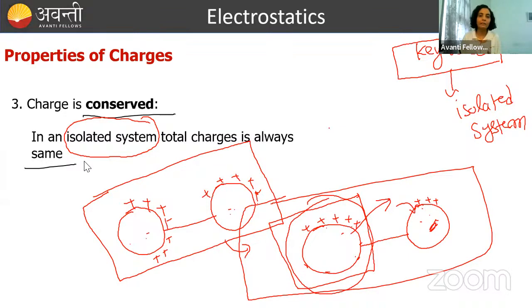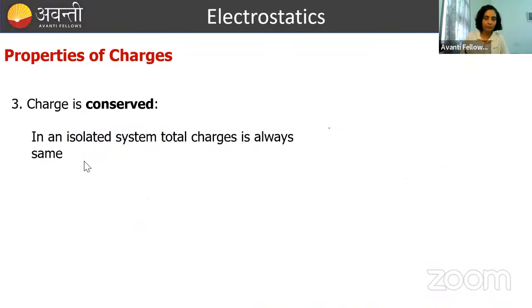Whatever charge this body has, suppose this body has plus Q charge initially. And it is giving a small q charge to this one. So how much charge is remaining on this sphere? Q minus q. But I am taking these two spheres together as a system. So initially how much charge was there? Plus Q. Finally, how much charge is there? Again, plus Q. If you're finding it difficult to understand, let me explain again.